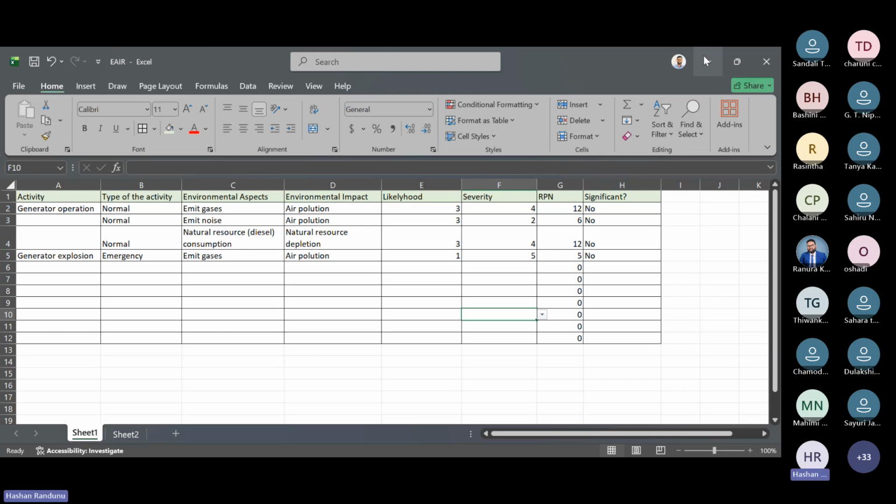Right. So let's move forward. When I check your work, I think you have understood the concept and the requirements of the environmental aspects. So good job, team.